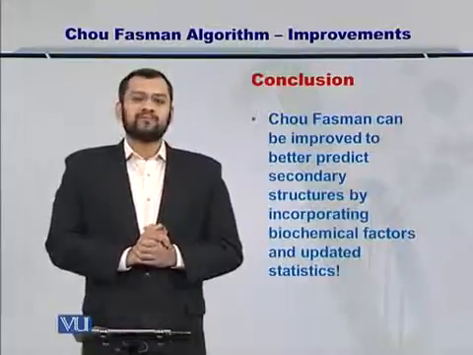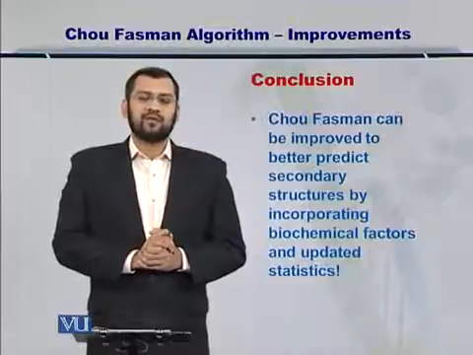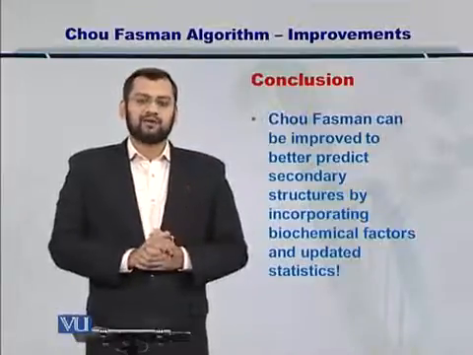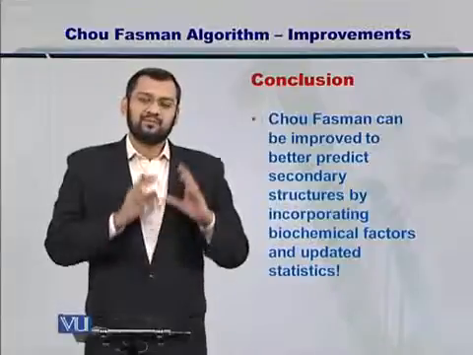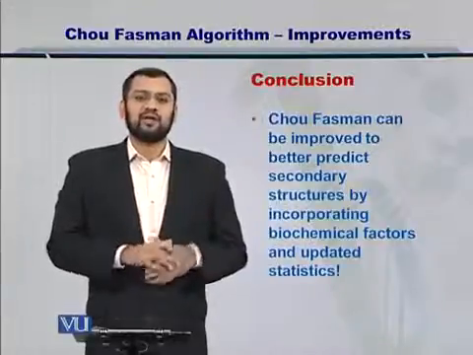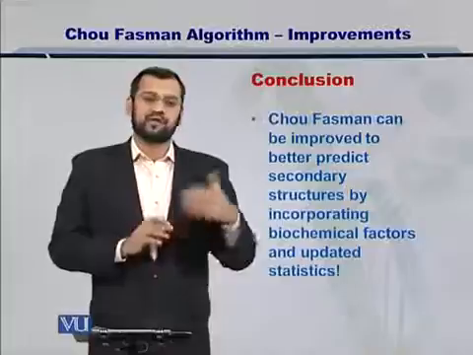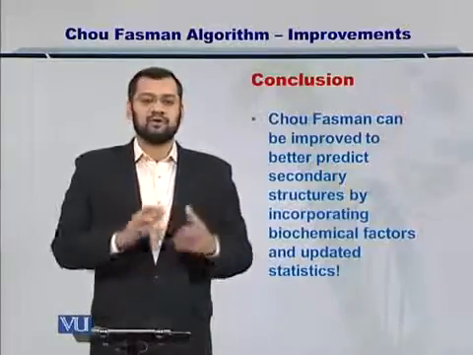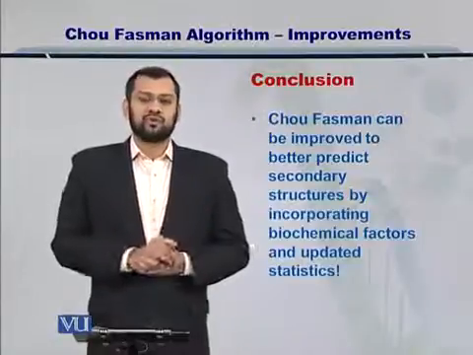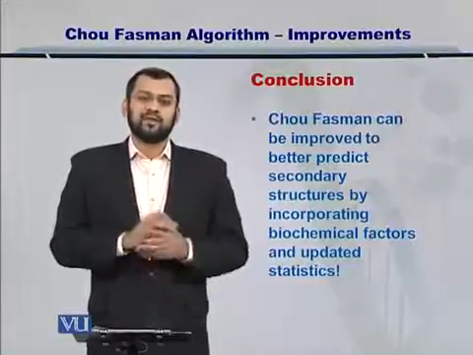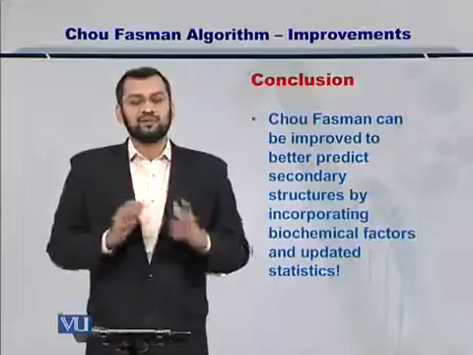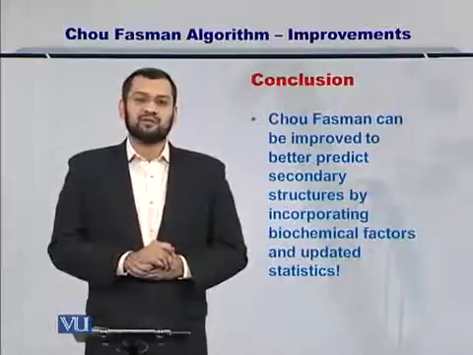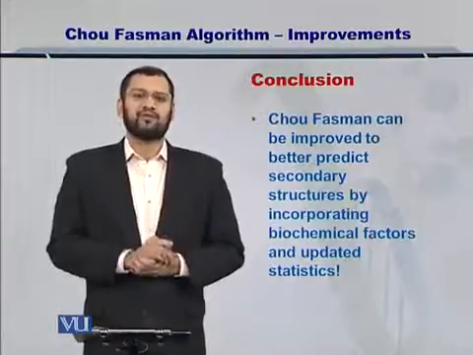So in conclusion, the Chou-Fasman algorithm, despite the fact that it works very nicely, can be improved further by considering the hydrophobic properties, the location of proteins, the accessibility of the solvents, the organisms, and so on and so forth. By incorporating this information, you can better predict the secondary structures that can be formed out of the primary amino acid sequences.